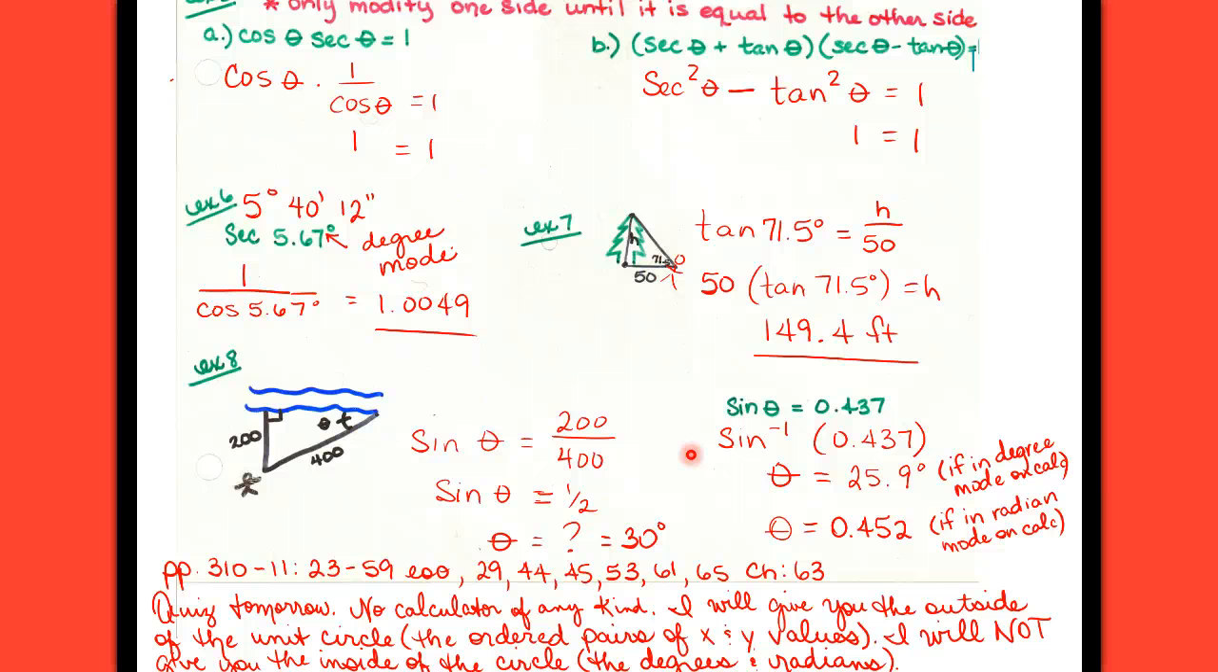is the unit circle that I gave you yesterday. Please pass that back. The unit circle that I gave you yesterday, I will give you the outside of it, the ordered pairs, but I have whited out the inside of it. There are no degrees and radians on the inside because we're supposed to know how to fill those in now, okay? So for your quiz tomorrow, I will give you this exact same unit circle, but the degrees and the radians will not be on the inside. I will only give you the ordered pairs on the outside, okay?